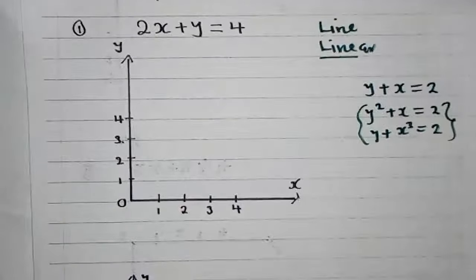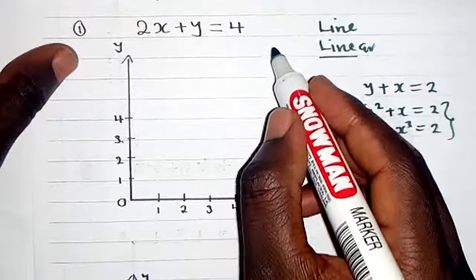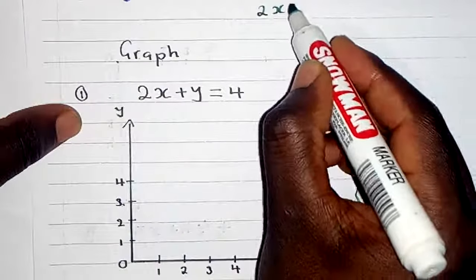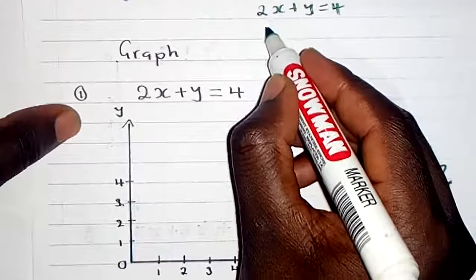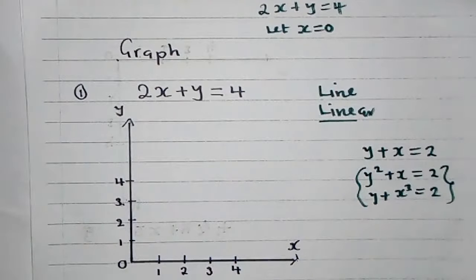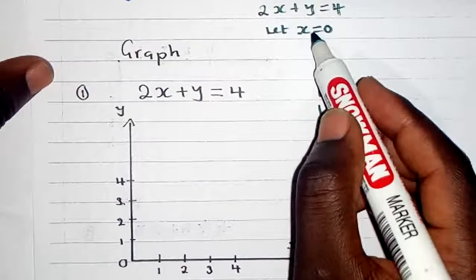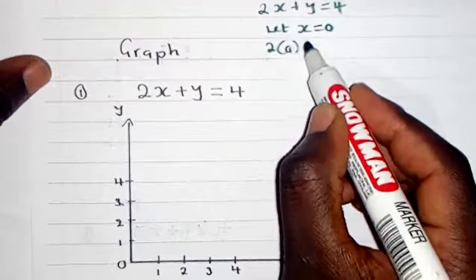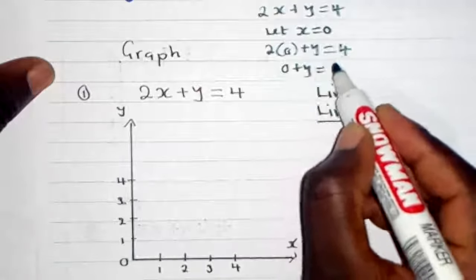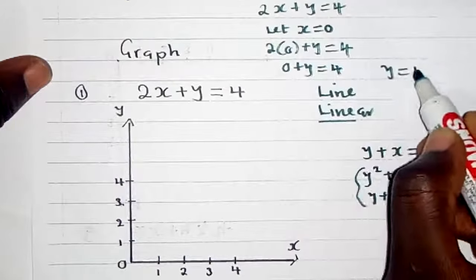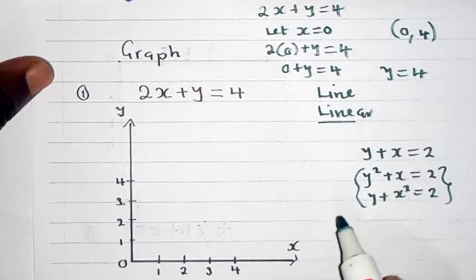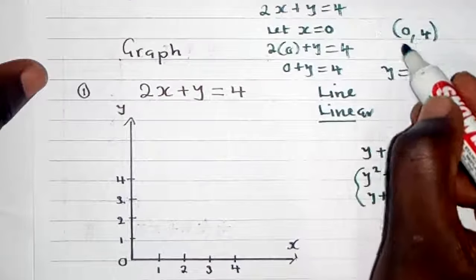So I've been given this equation. How can you graph it? There are several ways, and I'll show you the simplest two. One way: you get your equation and let x be equal to 0. You put 0 where there is x and solve: 2 multiplied by 0 is 0, plus y equals 4. You solve and find that y is equal to 4. So you find the coordinates: x is 0, y is 4, that is (0, 4).